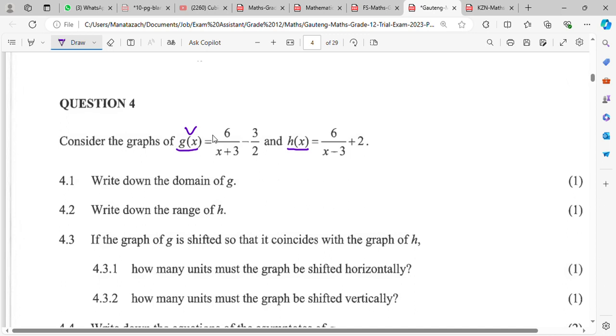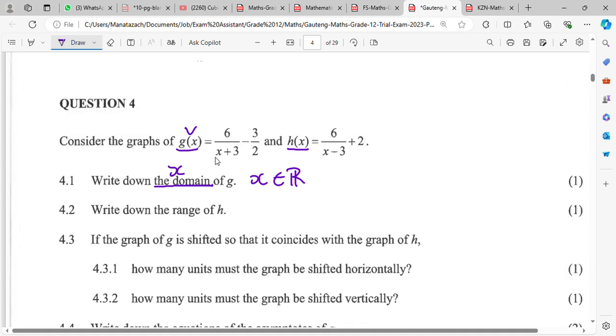So here's the graph of g. When it comes to the domain, these are the values of x for which the graph of g is applicable. So the answer here would be x is an element of real numbers. But now you have to be careful when it comes to the hyperbola. The hyperbolas are generally discontinuous at the asymptotes.